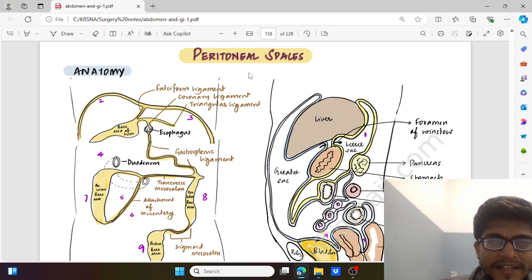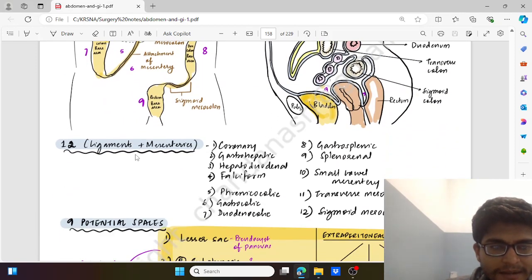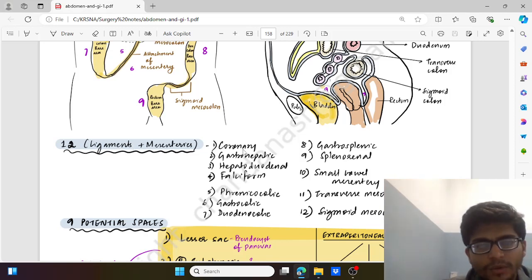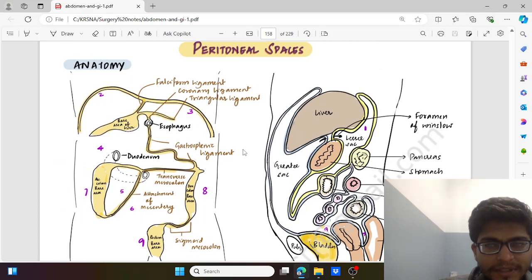Before understanding these spaces, it will be very nice if we can understand the ligaments first. There are various ligaments and mesentery which create these spaces inside the abdomen. Considering these 12 ligaments and mesentery, the first one is the coronary ligament, which we can see in the diagram, which is attached from the liver to the body wall and the diaphragm.